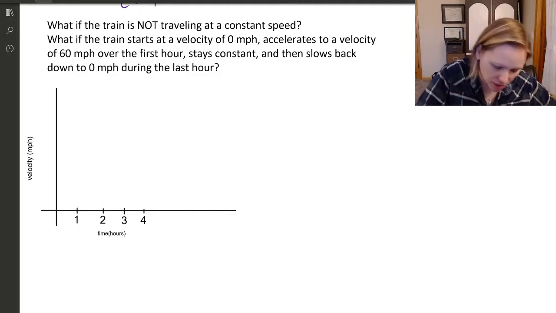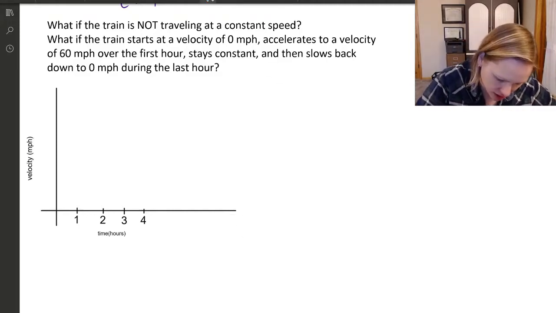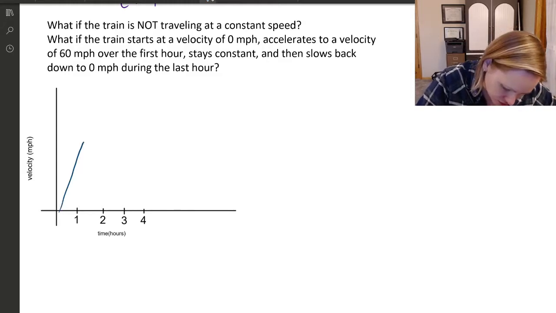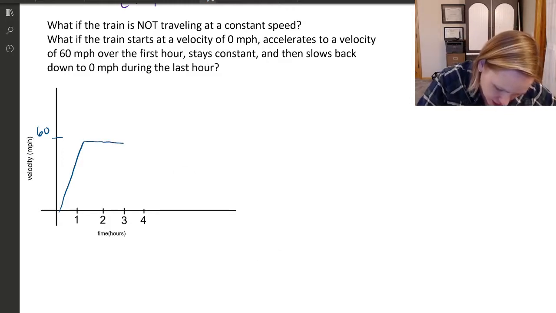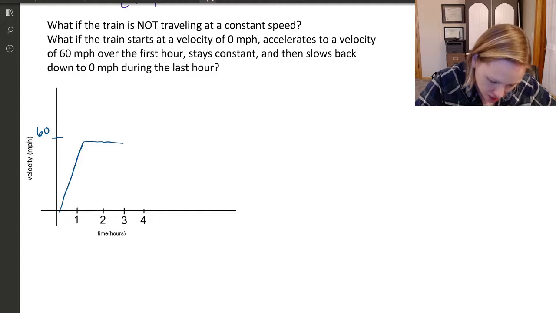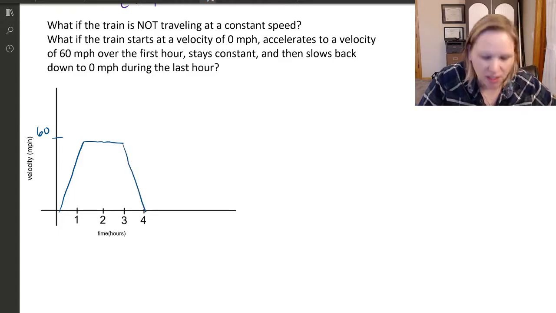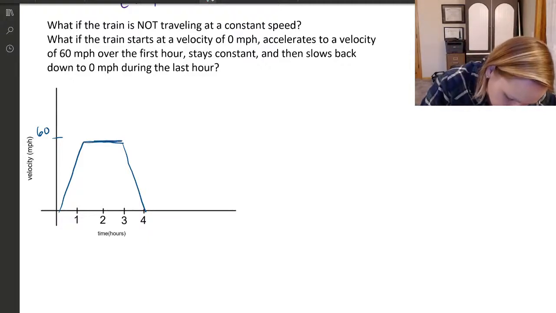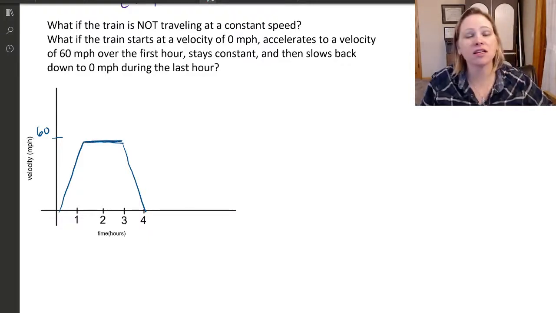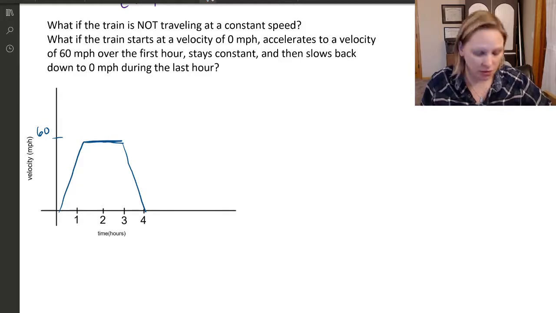Suppose our train starts at a velocity of 0, so let's sketch this curve, and accelerates to a velocity of 60 over the first hour. So we're going to call this little spot 60. Then it is a constant 60 miles per hour over the next 2 hours, and then slows down, which we're going to assume is in a linear fashion, to a rate of 0, so it comes back to a stop. So if this is my velocity curve, you'll see that it's no longer a rectangle, but now it's a trapezoid.